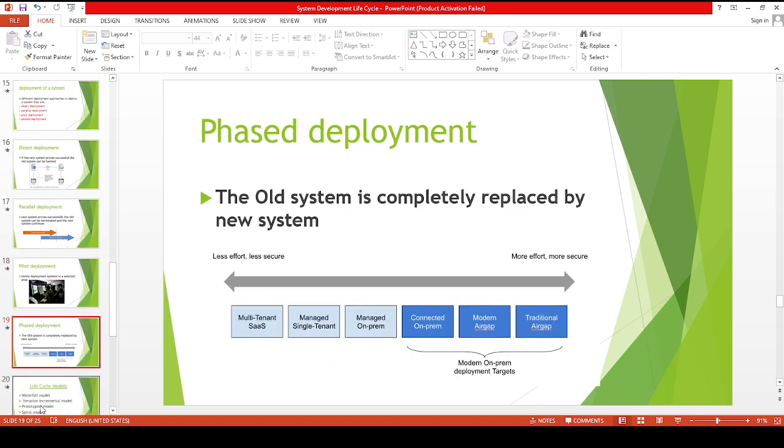Phase deployment. The old system is completely replaced by the new system. Less effort, less secure, more effort, more secure. So, in my opinion, you understand the example.